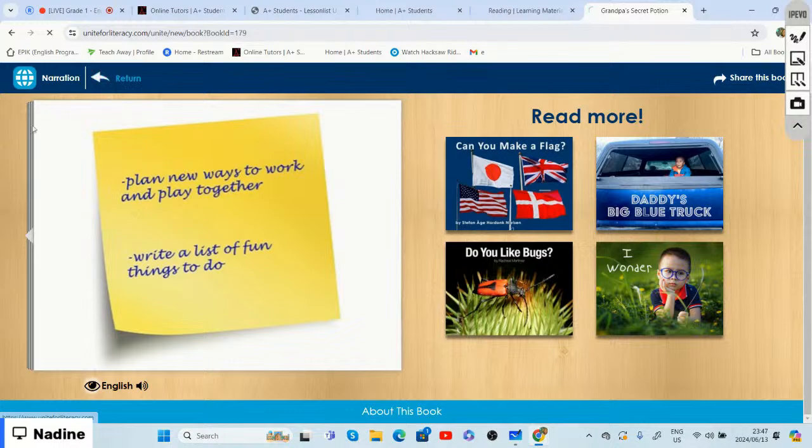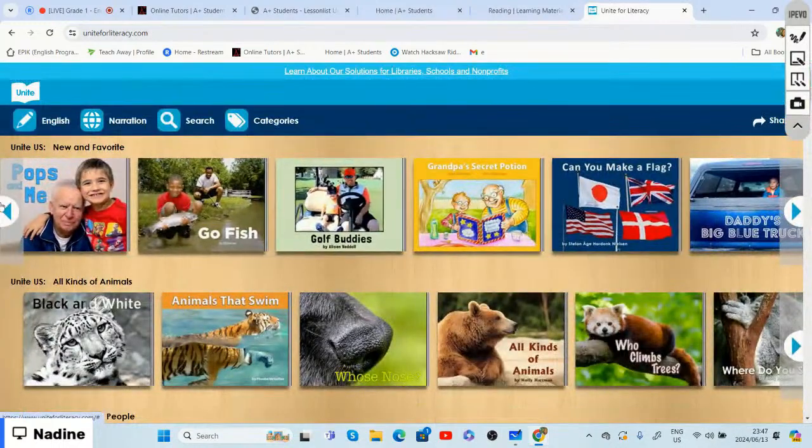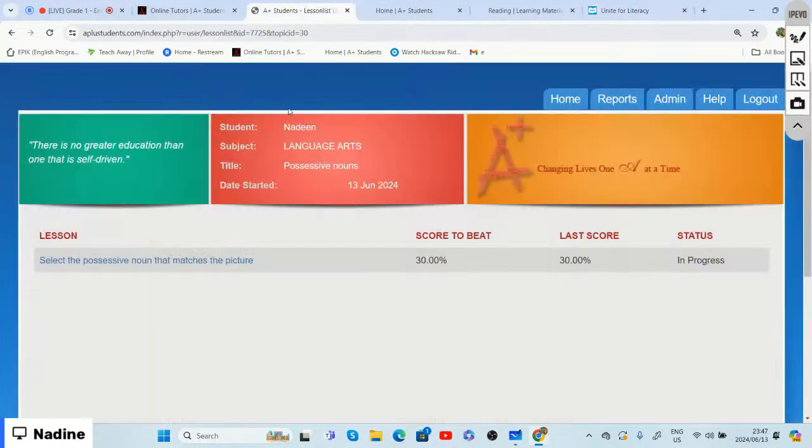All right, so that is our reading piece on Grandpa's Secret Potion. And we just found out how Grandpa made his potion, right? And his grandson was his little helper. All right, so this is now the end of our lesson on possessive nouns. We said a possessive noun shows who owns something or who has something, right? And we need to add an apostrophe and an S to show who owns something or who has something.